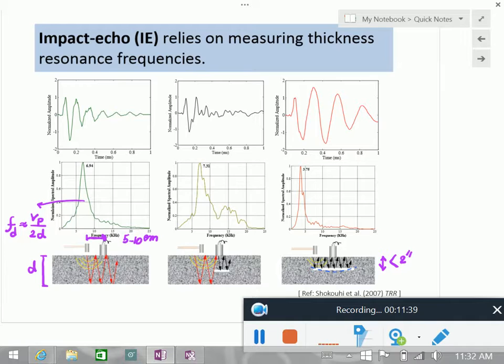Right, so if you excite this part, then as you can see here, you basically have a standing wave between the surface of the slab and this delamination. So it doesn't go and attenuate throughout the medium. So that's why the energy doesn't dissipate that easily. Okay. So impact echo is a very, very common non-destructive evaluation technique that is being used.